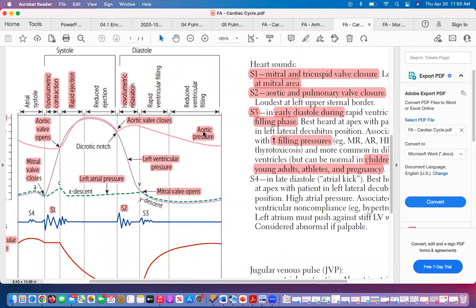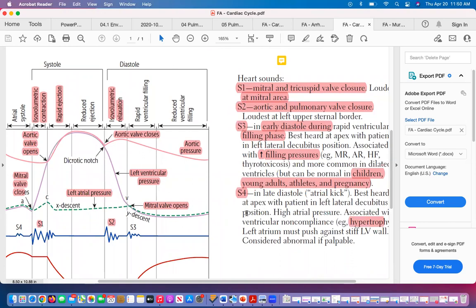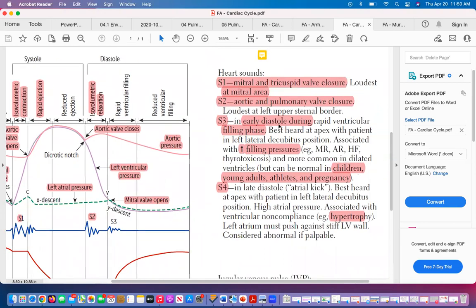I would like to talk a little bit about the S3 and S4 sounds, what they are. The S3 sound is the early diastole sound, which means that you hear it in the rapid ventricular filling phase. It's a normal sound. It's not because of any pathology. It's a normal sound that can be heard in children, in young adults, in athletes, and also in a person who is pregnant. And it's associated with increased filling pressure.